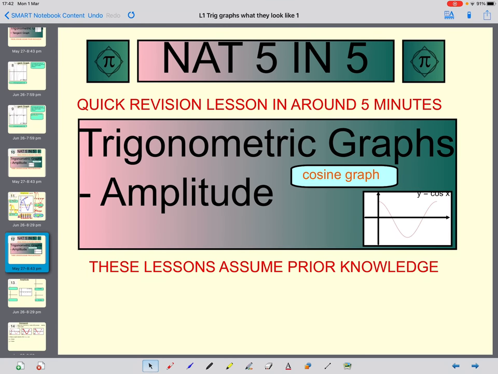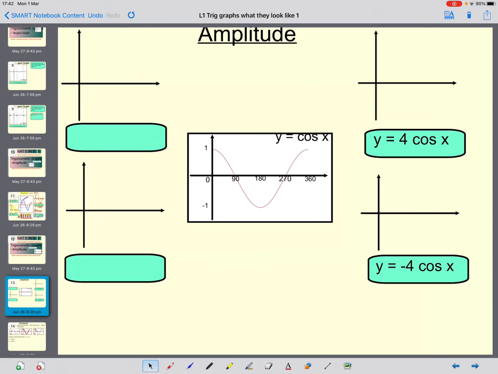Again, we're going to do trigonometric graphs and we're going to look at amplitudes, but this time we're going to look at the cosine graph. It's the same idea as the sine graph, as in the previous video, so please make sure you watch the video on the sine graph first because I'm going to do this one much faster.